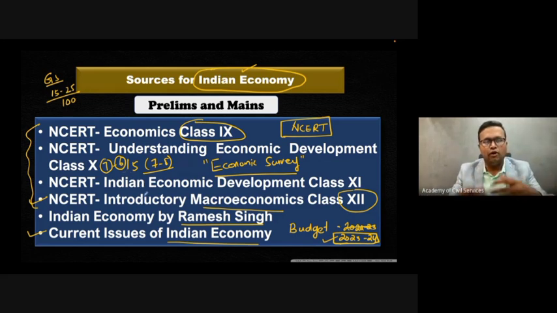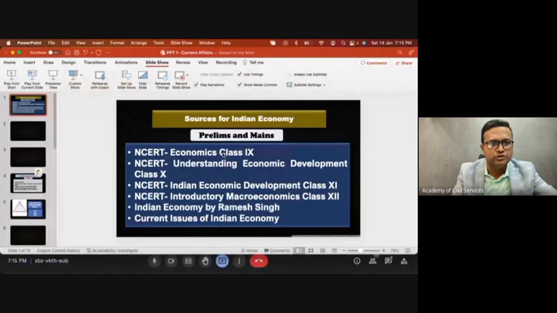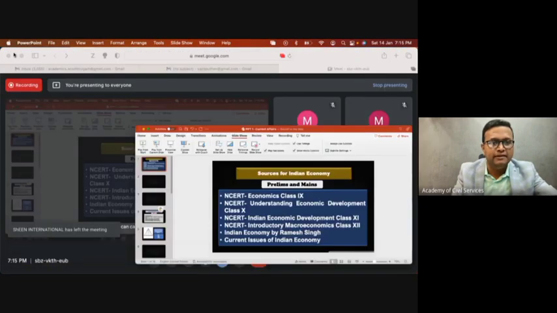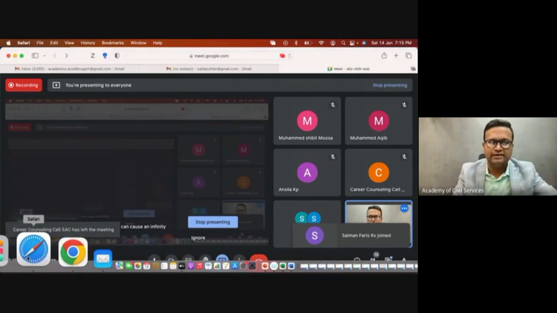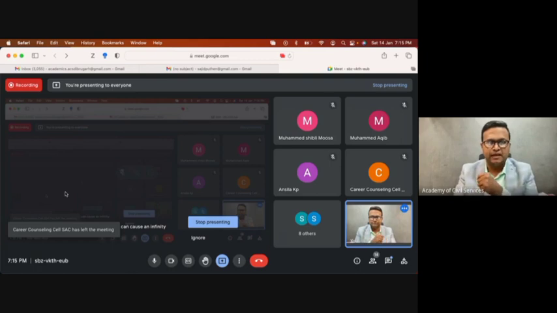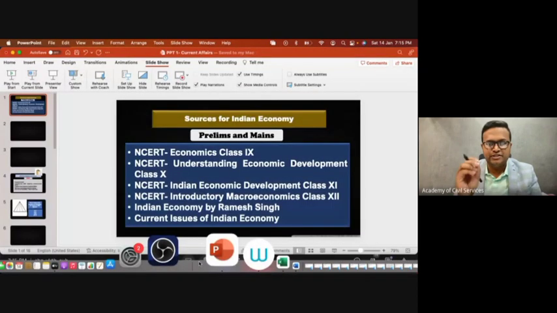Next one, along with the budget and economic survey, if you are reading the newspaper every day, there would be some Indian economy current affairs there. I can show you how. Now you might also have a doubt: how to study the current affairs? To study current affairs, we normally prefer The Hindu newspaper.